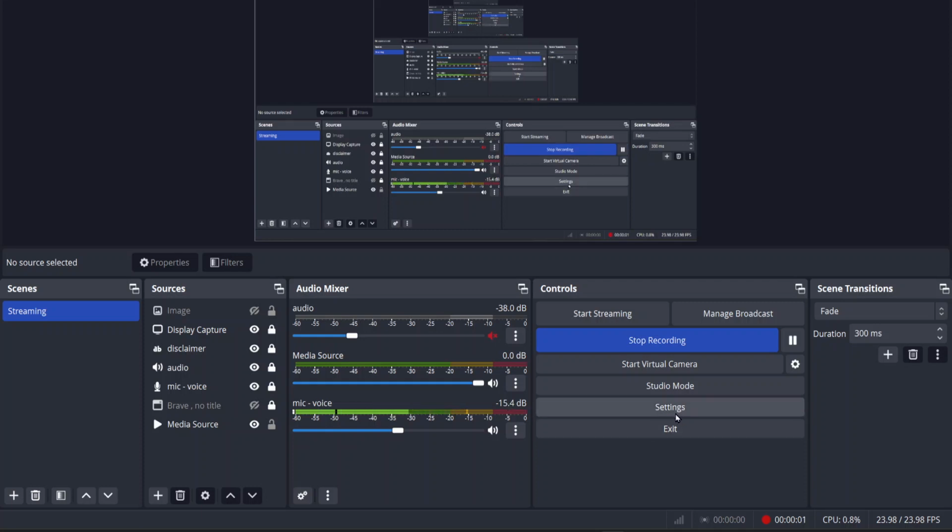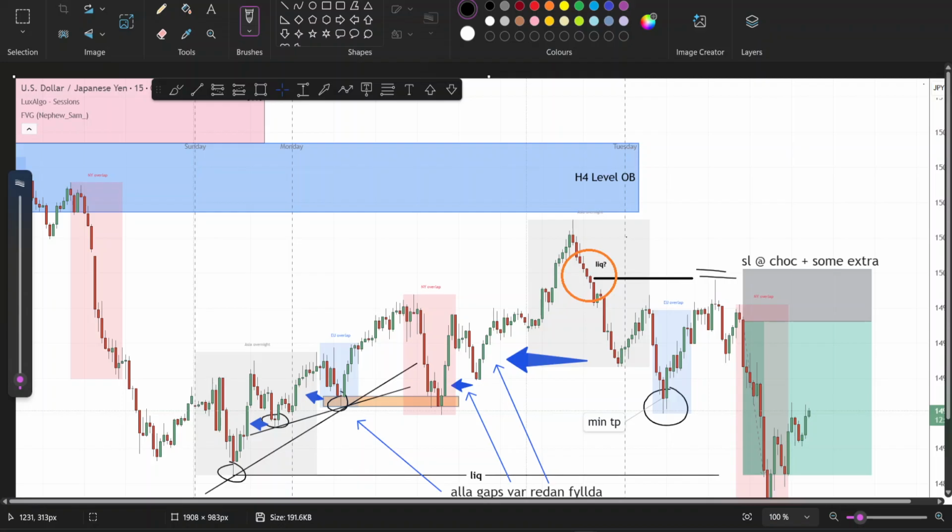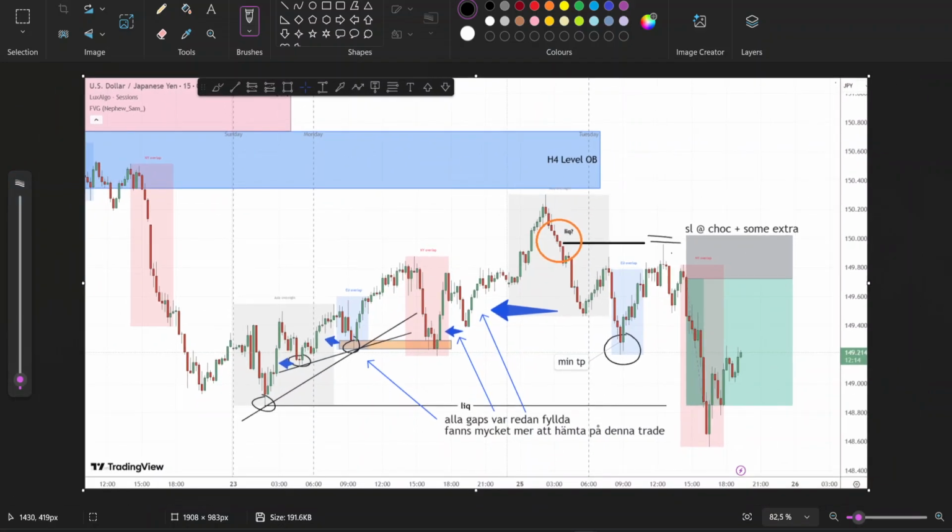All right, let's have a look at some charts. This should work. Okay, what we have here. So, what's going on? Yes. So this was a short from UJ, dollar yen, 15 chart with the H4 block, and it's okay.